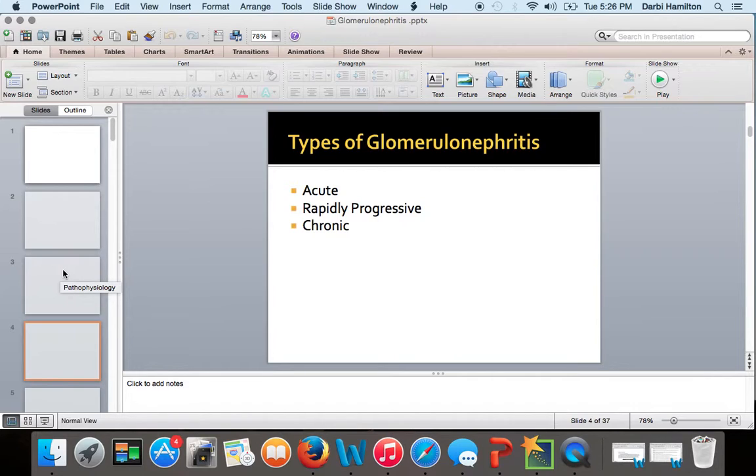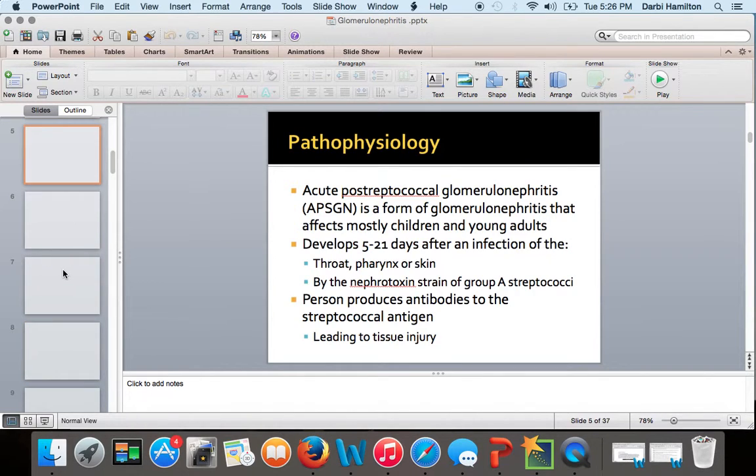The three types of glomerulonephritis are acute, rapidly progressive, and chronic. We're going to be talking about acute post-streptococcal glomerulonephritis, which is a form of glomerulonephritis that affects mostly children and young adults. It develops 5 to 21 days after an infection of the throat, pharynx, or skin. It's caused by the nephrotoxic strain of group A streptococci. The person produces antibodies to the streptococcal antigen, which leads to the tissue injury.